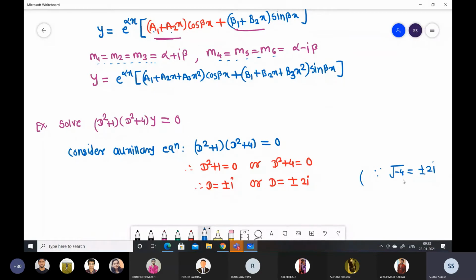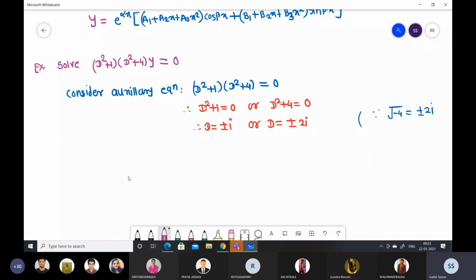So what are the roots? We get plus minus i, and plus minus 2i. And now we are looking for the solution. Therefore we have to follow case number 3, that we have complex roots. So y is equal to e to the power, corresponding to the first root i, identify the real and imaginary part.